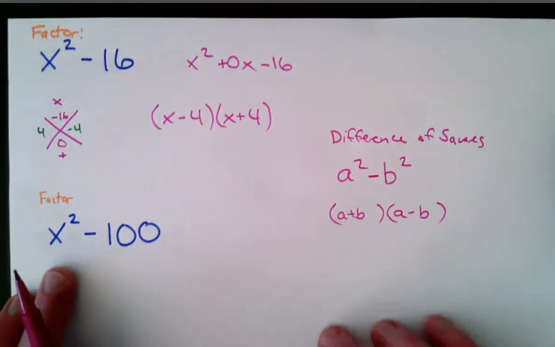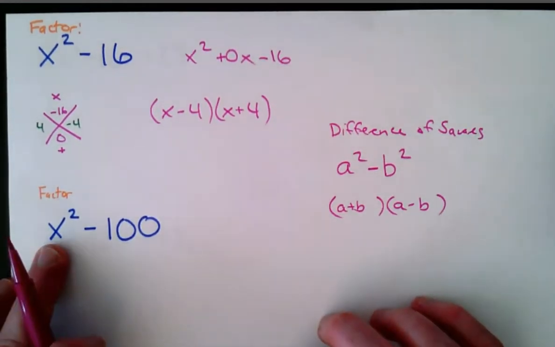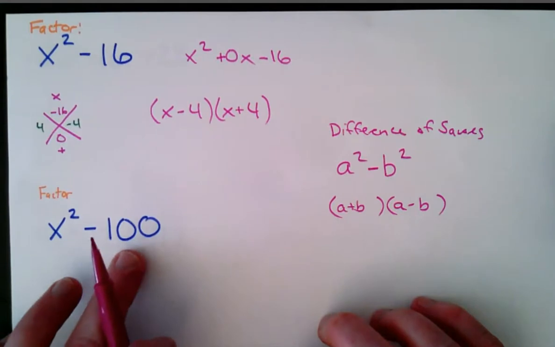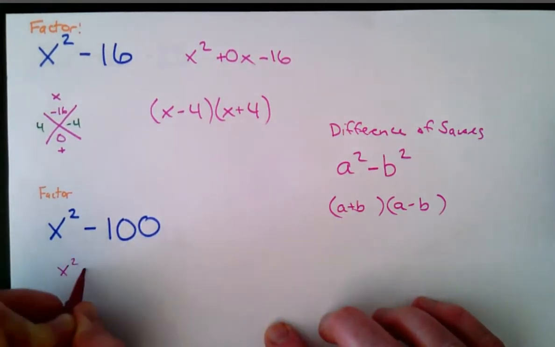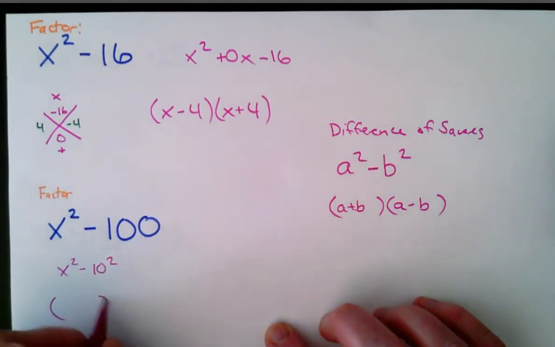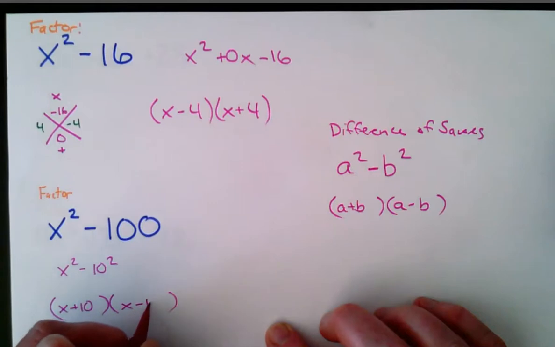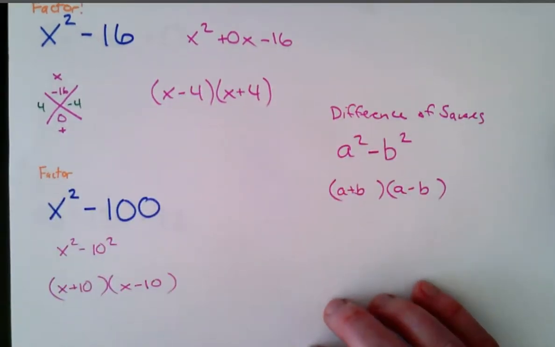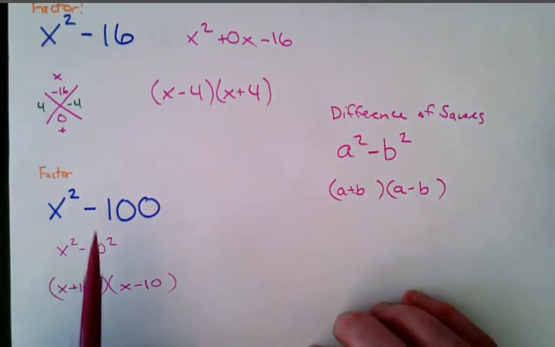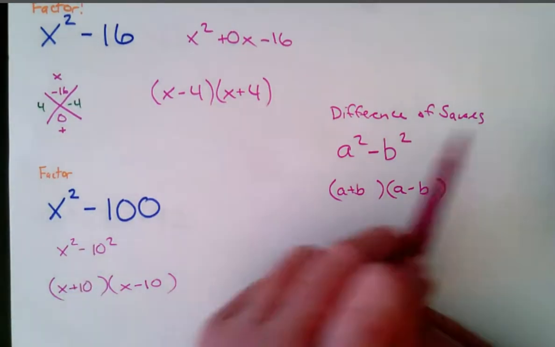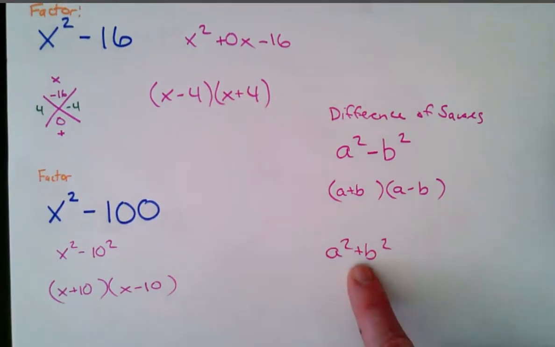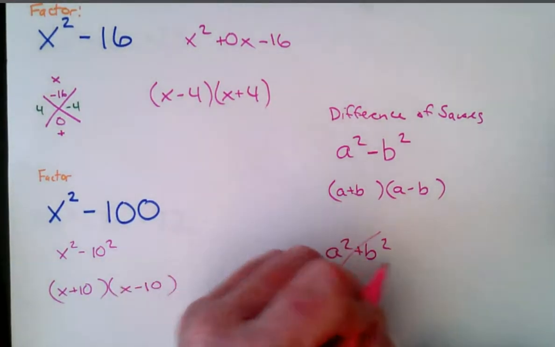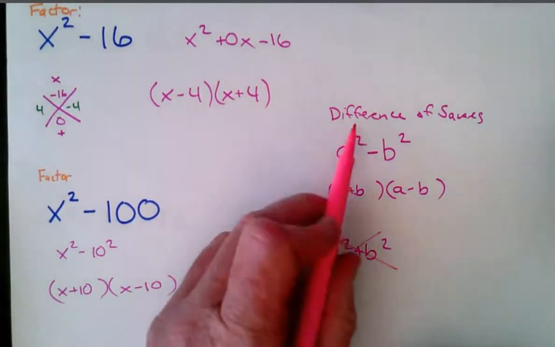So let's take a look at this one. We have x squared minus 100. This is 10 squared, right? This is x squared minus 10 squared. So if I'm going to factor this, it's going to be x plus 10, x minus 10. Difference of squares. Just take the square root of the two numbers. It only works for the difference of squares. There is no way to factor the sum of squares. That is not factorable. Difference only. Difference of squares only.